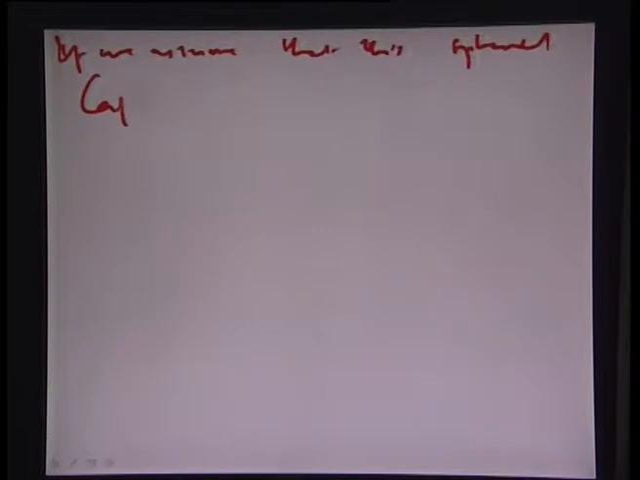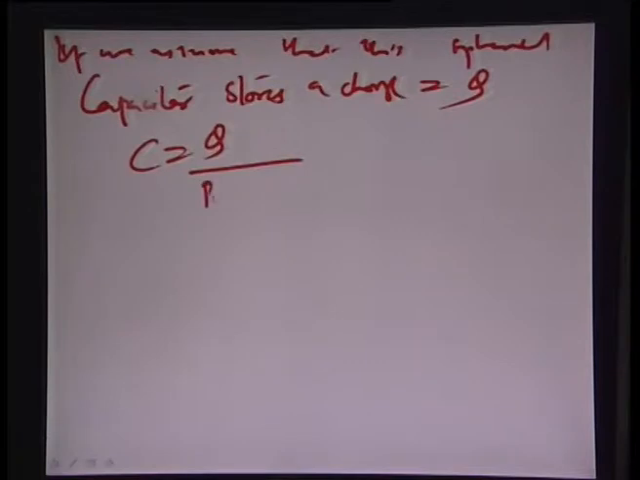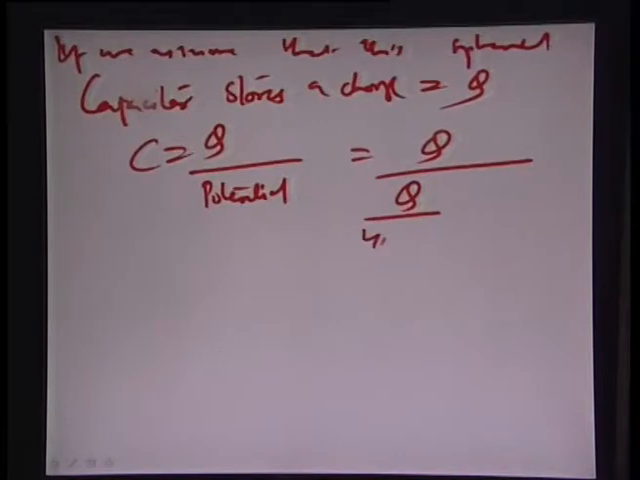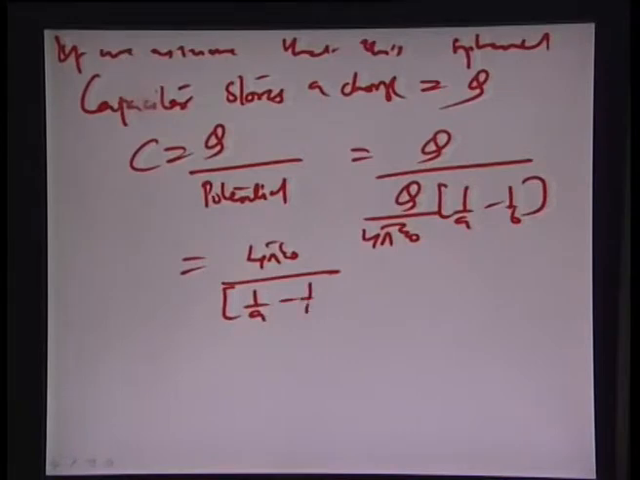If we assume that this spherical capacitor stores a charge equal to q, so C is essentially q by potential, it is equal to q divided by q upon 4 pi epsilon naught 1 by A minus 1 by B, which is also equal to 4 pi epsilon naught divided by 1 by A minus 1 by B, okay.